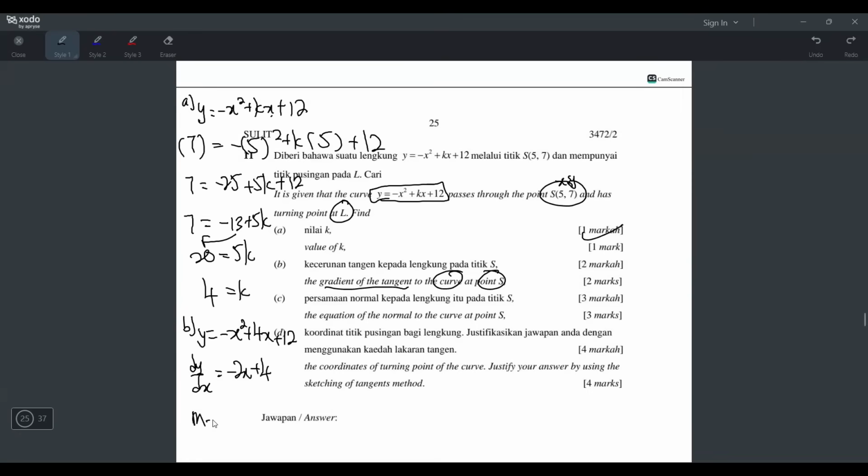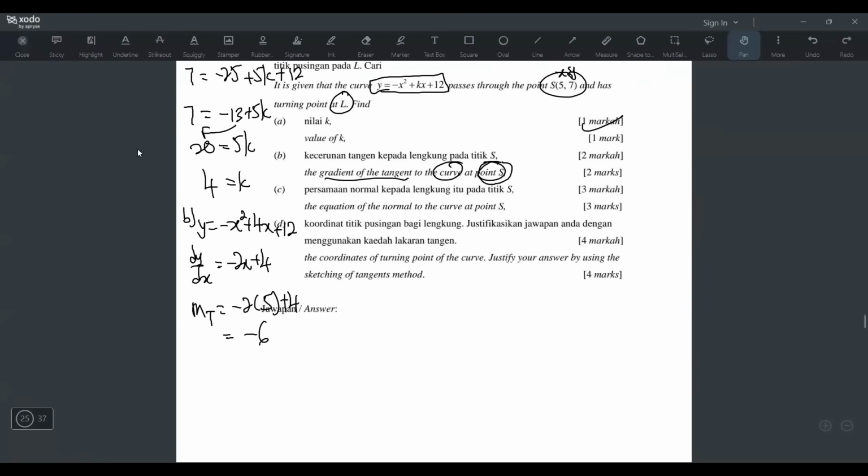And how do we get the gradient of the tangent? You need to sub in the x coordinate of the tangent point. In this case, the tangent point is point S, so the x coordinate is 5. So your gradient of the tangent will be negative 2 times 5 plus 4. The moment you sub in the 5, you get the gradient of the tangent. Negative 10 plus 4 is negative 6. This is the gradient of the tangent, and that is what they want, so that's the answer for B.